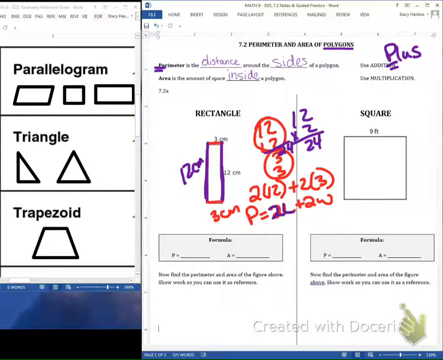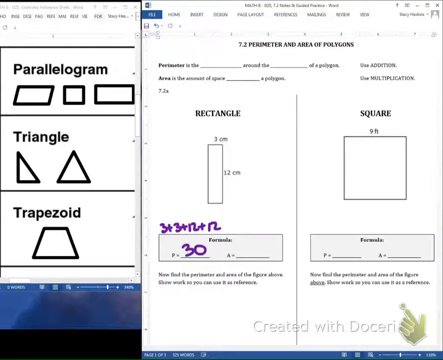So we're halfway there. 2 lengths equals 24, plus our two widths. Our two widths are 3 and 3. Well, what's 3 plus 3, or 2 times 3? It's 6. Now add them together. What do you get? 24 plus 6 is 30. So our perimeter is 30. If you didn't get all that, I rewrote it again and wrote down P equals 30 and showed how I got it. 3 plus 3 plus 12 plus 12 is 30.